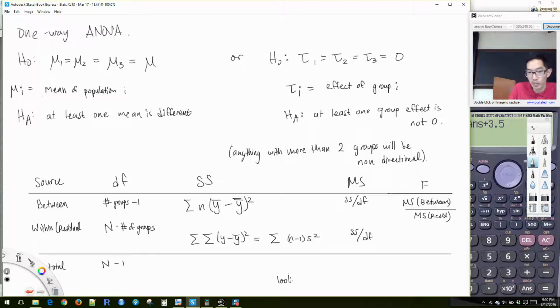Look up in the F-table with numerator df and denominator df. I'm sorry, not t-table, F-table. One-way ANOVA.